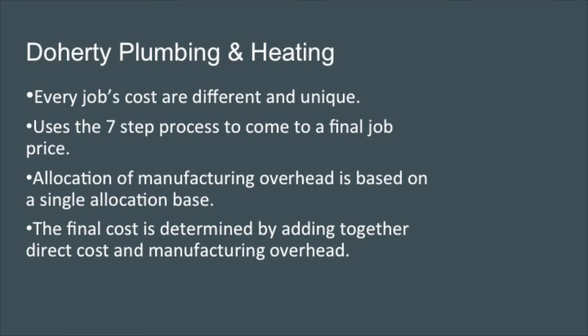Second, they identify the direct costs that are related to the job. These are things like direct labor and direct materials such as pipes. 3. Select the cost allocation base. For Doherty Plumbing and Heating, the cost allocation base is direct labor hours. This will also be the only cost allocation base, so it will completely control indirect costs.